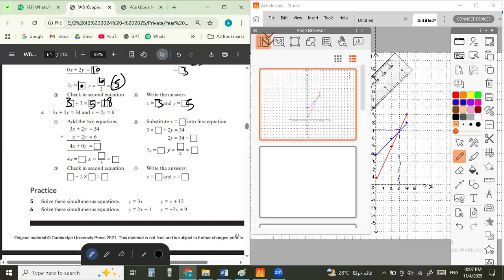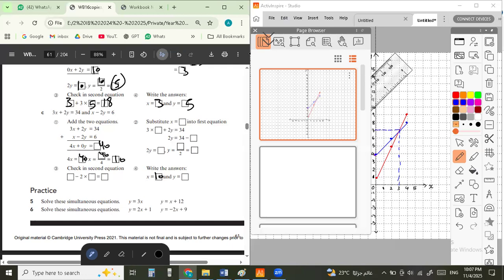The other equation over here, I'm going to do it fast, just elimination. 3x plus x is 4x. 34 plus 6 is going to be 40. So 4x is 40. x is 40 over 4, which is 10. We found that x is 10.